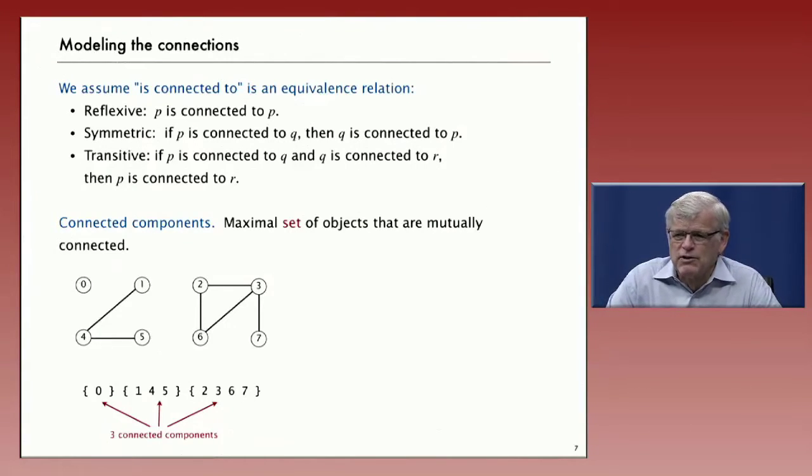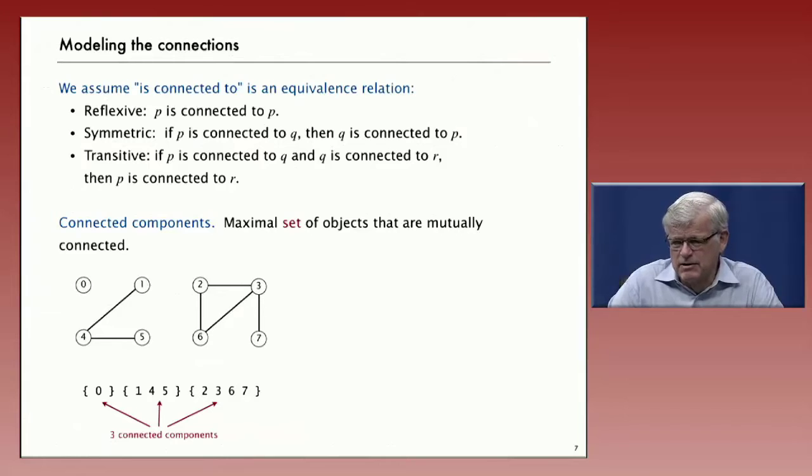When we have an equivalence relation, a set of objects and connections divide into subsets called connected components. A connected component is a maximal set of objects that's mutually connected. For example, in this small example here, there are 3 connected components: one consisting of just object 0, a second one with objects 1, 4, and 5, and a third one with the other 4 objects.